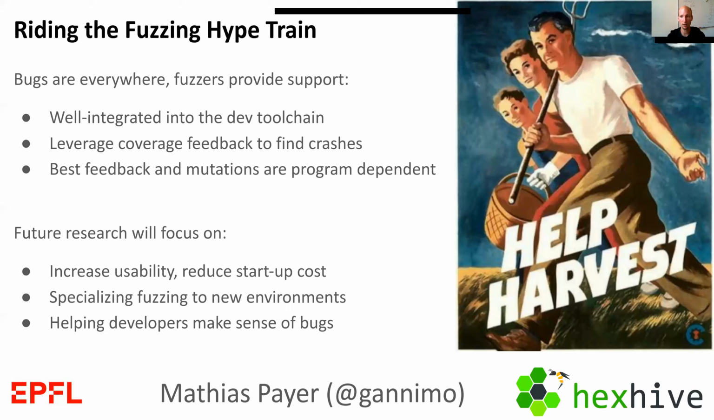As we just highlighted a couple of minutes ago, future research will depend on and focus on increasing the flexibility and reducing the startup cost, making it easier to fuzz targets by, for example, auto-configuring a seed corpus, cross-pollination of seeds, specializing fuzzing to new environments, generating state and context-aware mutation operators that are specific to a given program, automatically inferring dependencies, and last but not least, helping developers make sense of different kinds of bugs is also a key strategy to help them not to drown in these large amounts of error messages.